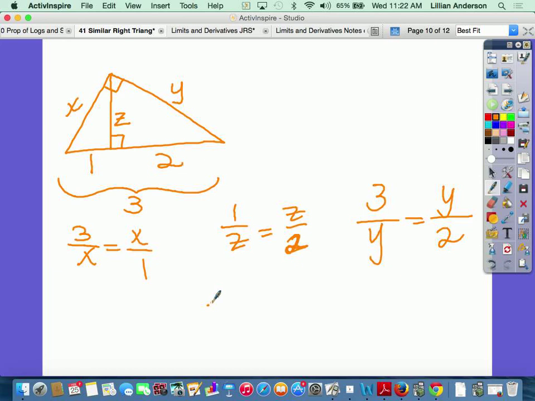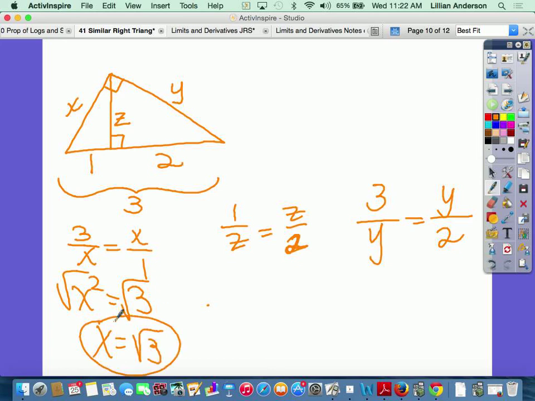So again, use those formulas. It's helpful. Cross multiply x and x. 3 and 1. Take the square root. Can you simplify the square root of 3? So there it is. There's x. Cross multiply 1 times 2 equals z times z. Take the square root. Can I simplify this down any? No. So z equals the square root of 2.